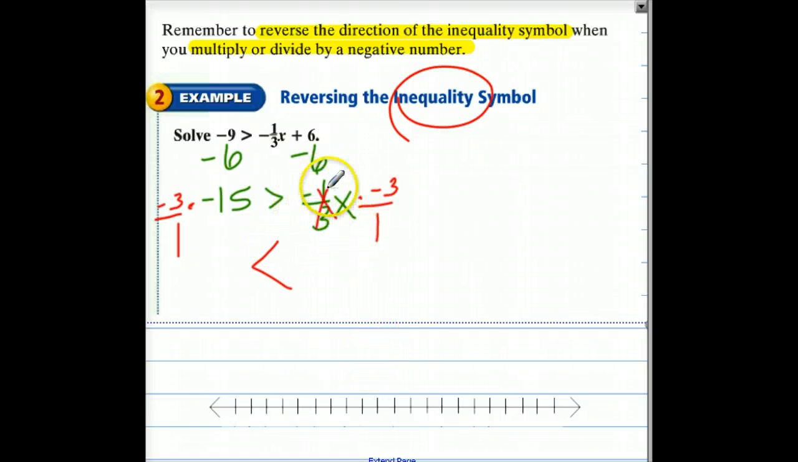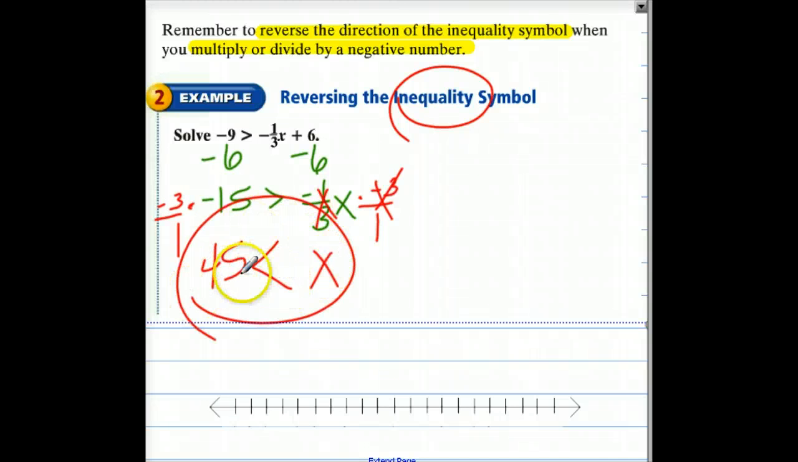The fractions cancel out. I'm left with my x, my symbol flipped, and now I have negative 3 times negative 15. This is going to be a positive 45. X is greater than 45. Here's 0, here's 45. Open circle because it doesn't include 45, and x is anything greater, so I point to the right.